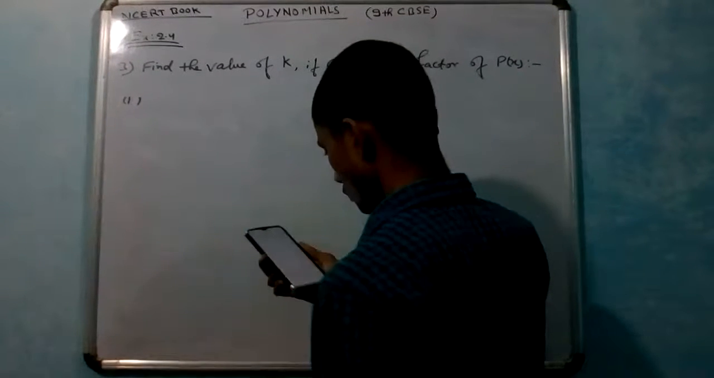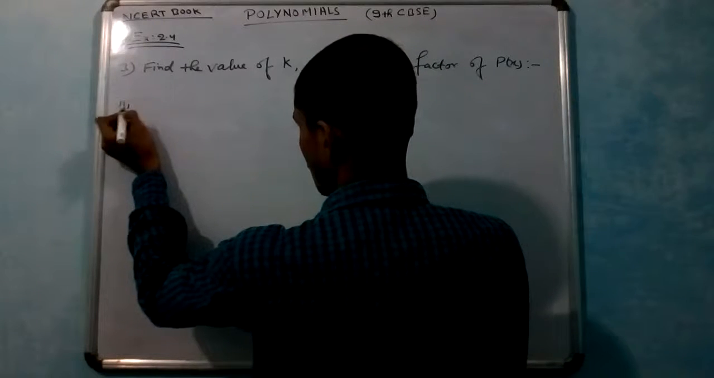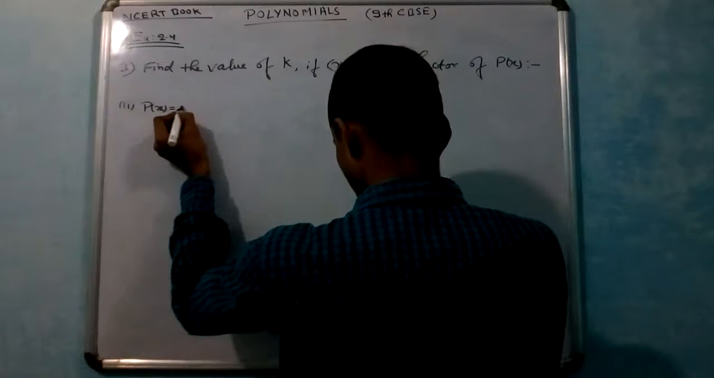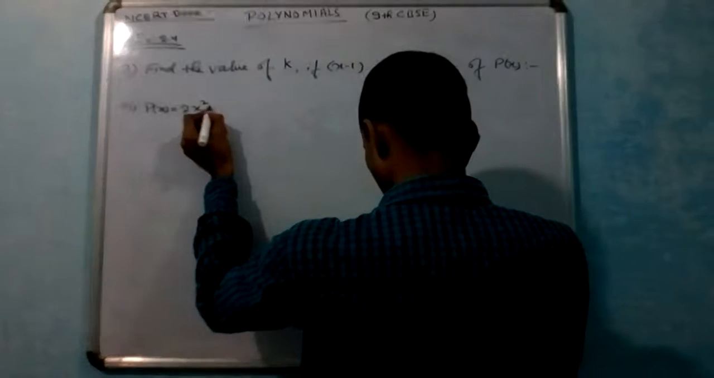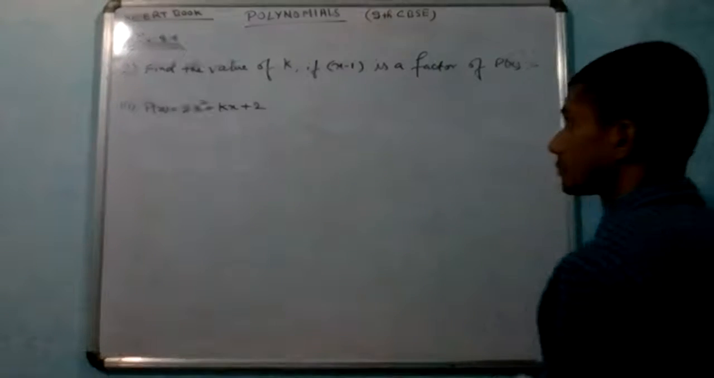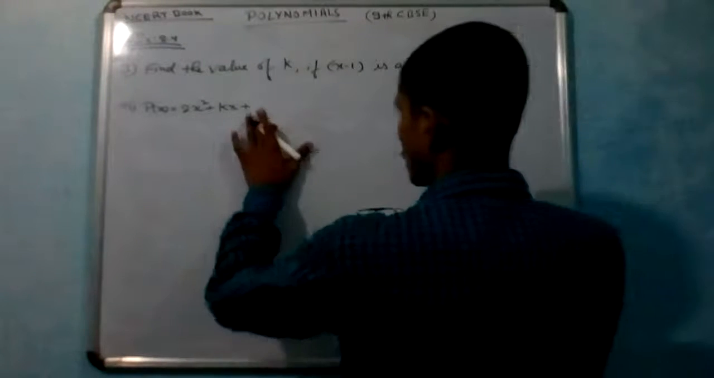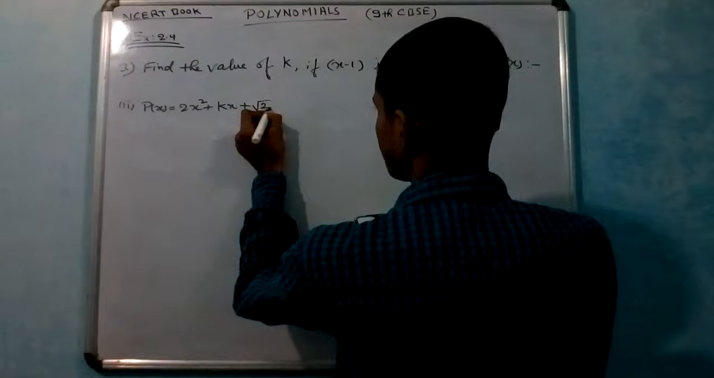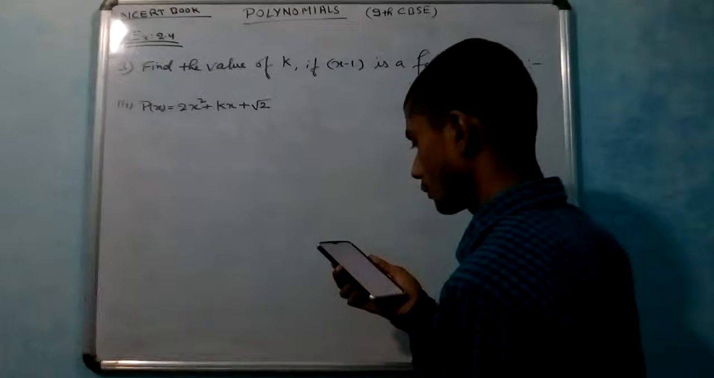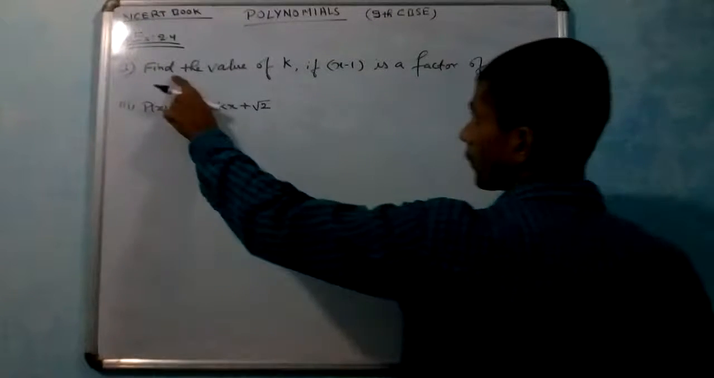Fourth of third, second I told, sorry. Second of third, okay? So what is given? P of x is 2x square plus kx plus 2, okay? If you understand this, you can try all the four sums of the third one. Now see here, easy only, not tough. Find the value of k. We have to find the value of k, okay?